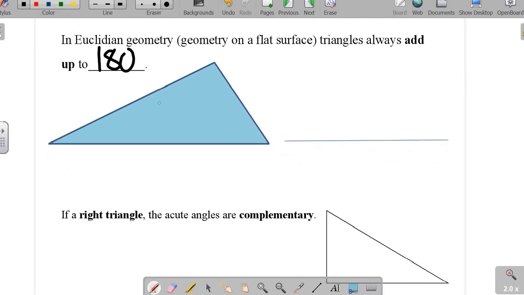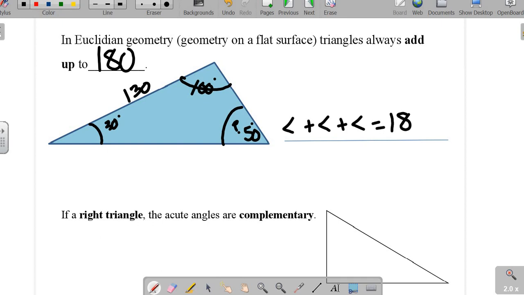So, for example, if this right here is a 100-degree angle and this right here is a 30-degree angle, that would be 130, and I asked you what the measure of this angle was. It would have to be 50 because angle plus angle plus angle equals 180. That's true of all triangles.